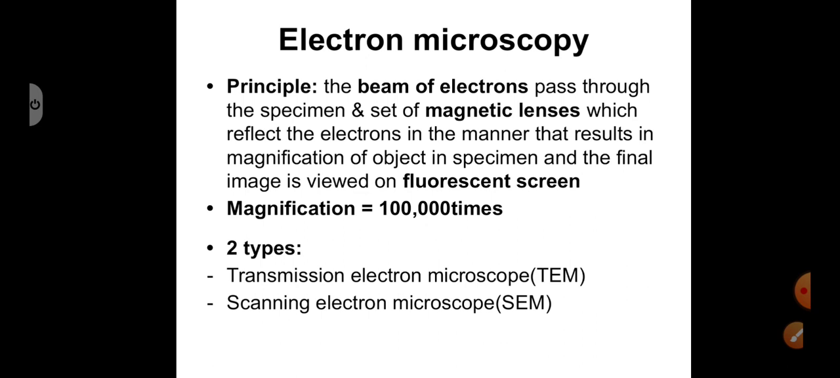What is the amount of magnification an electron microscope produces? It is 100,000 times. The light microscope was only 1,000 times, but the electron microscope magnification is 100,000 times. So you can see viruses under the electron microscope. You can see bacteria, fungi, parasites. Apart from this, even the smallest viruses can be seen under the electron microscope. Basically, electron microscopes are of two types: transmission electron microscope and scanning electron microscope.